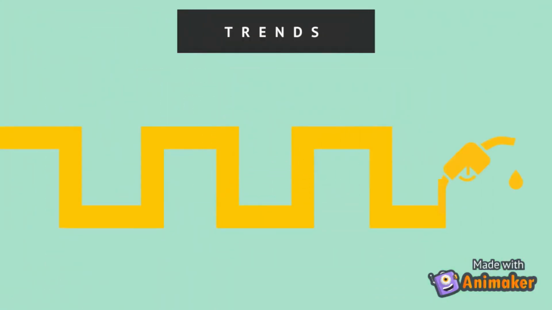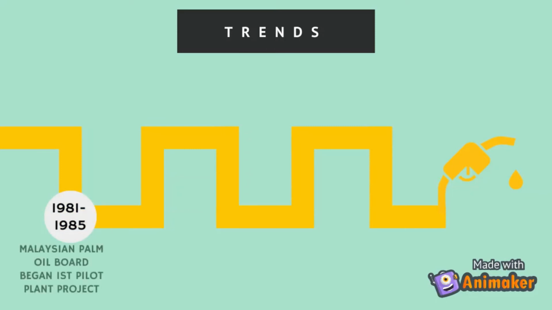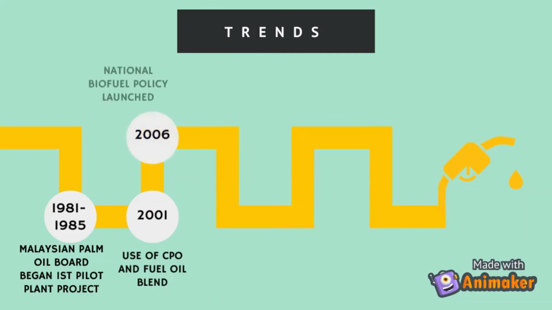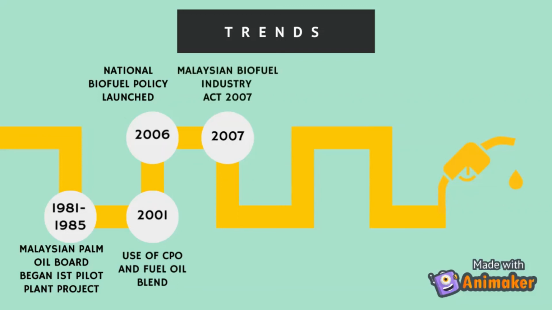The need to develop biodiesel fuel is growing day by day. The development of biodiesel began from 1981 until 1985, when the Malaysian Palm Oil Board began the first pilot palm oil plant project. In 2001, the use of CPO and fuel oil blend for power generation was initiated. In 2006, the National Biofuel Policy was launched. In 2007, the Malaysian Biofuel Industry Act 2007 was implemented for palm biodiesel.